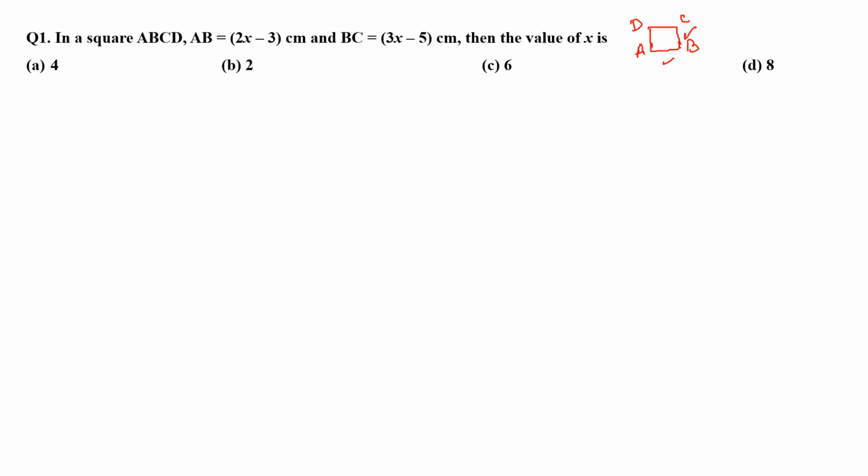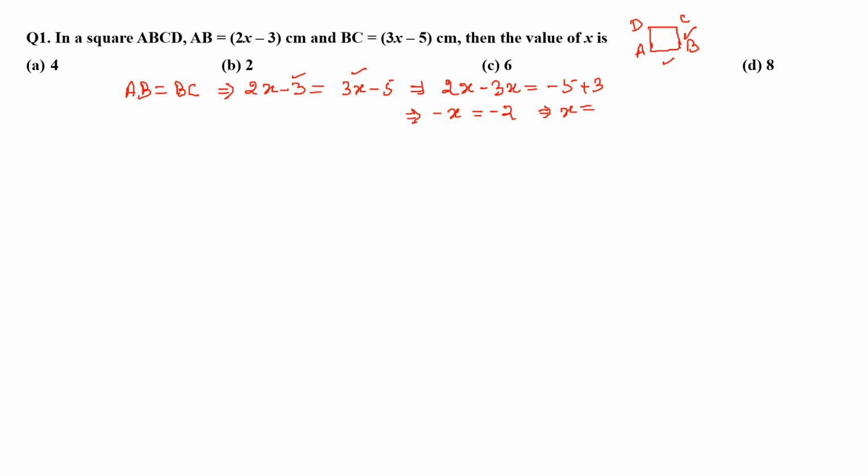As it is a square, I can say that AB equal to BC because in a square all the four sides are equal. So I am going to put the value of AB, which is 2x minus 3, and the value of BC, which is 3x minus 5. Now we just have to solve it like an equation. I'm transposing 3x to LHS and minus 3 to RHS. So it will be 2x minus 3x equal to minus 5 plus 3. And 2x minus 3x will give me minus x and minus 5 plus 3 is minus 2. So from here I can see the value of x is going to be 2.